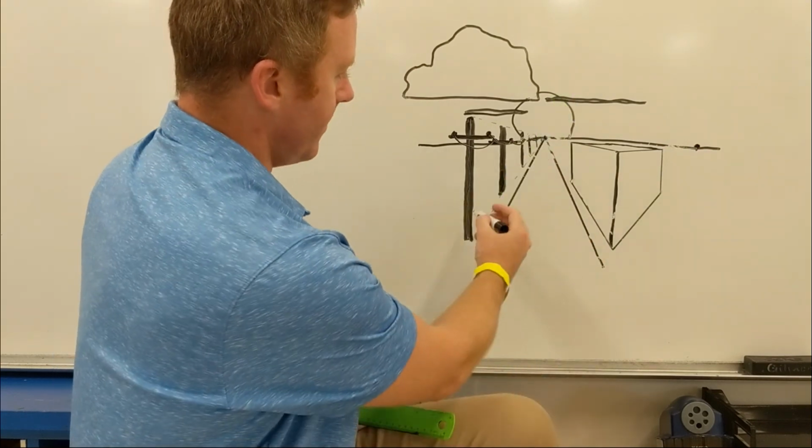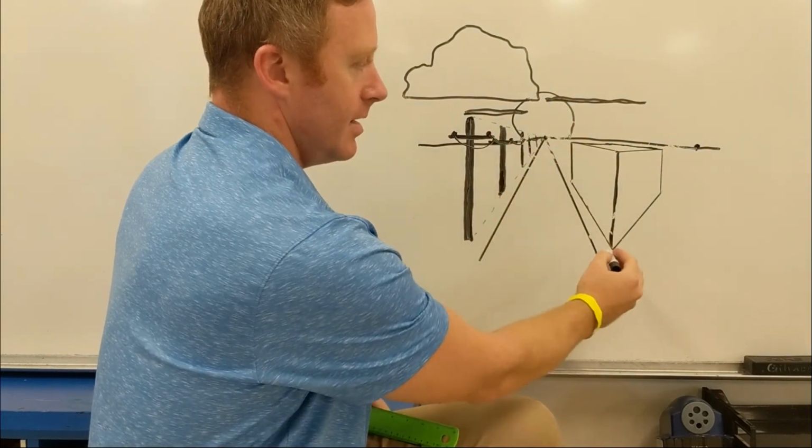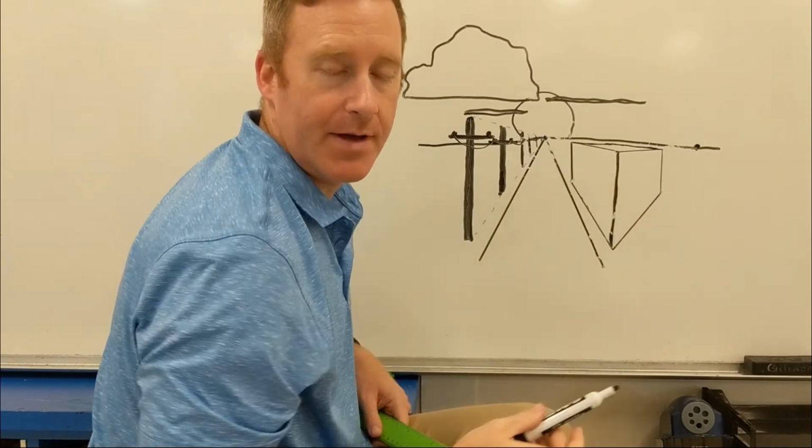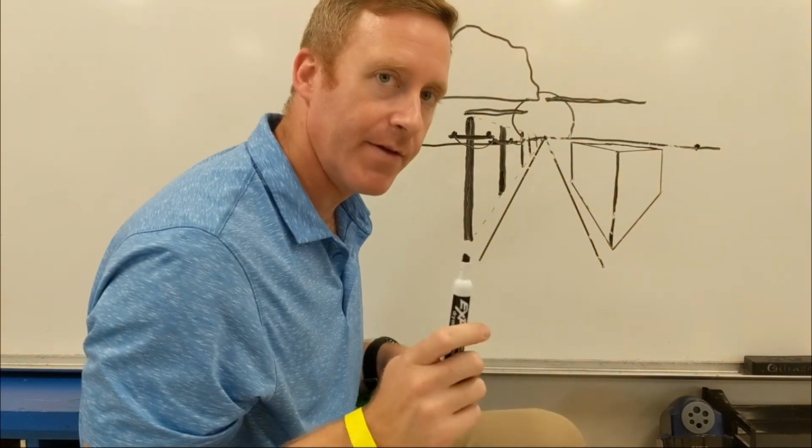1 point perspective helps when we're keeping things in line. 2 point perspective helps us create more of a three-dimensional image.